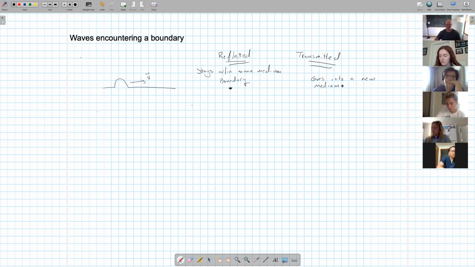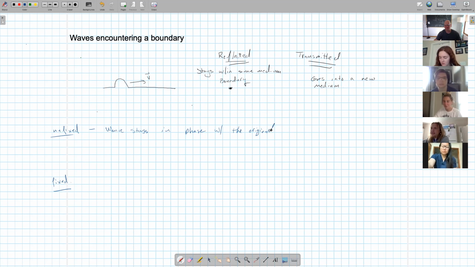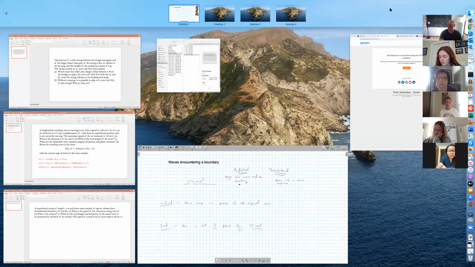Okay. What we saw last time, at least with the reflected part, so let's concentrate on the reflected part for a second, is that we can have one of two scenarios based off of the type of boundary. We had the unfixed boundary, and we had the fixed boundary. For the unfixed boundary, the wave stays in phase with the original wave. And for the fixed boundary, the wave is out of phase by pi radians.